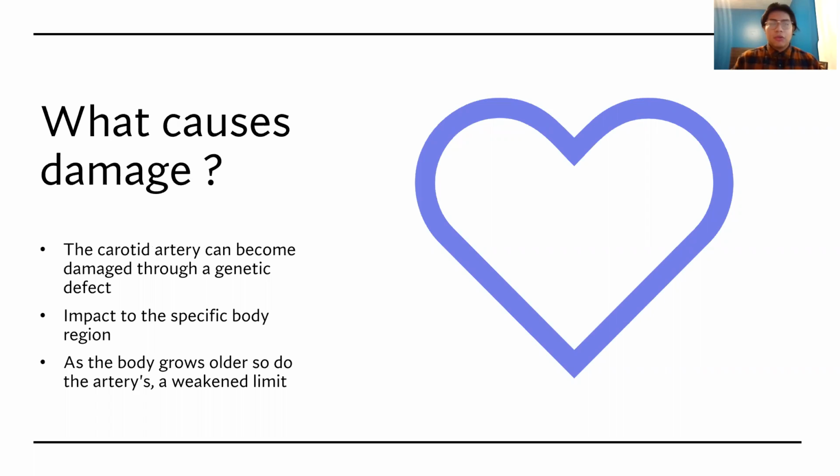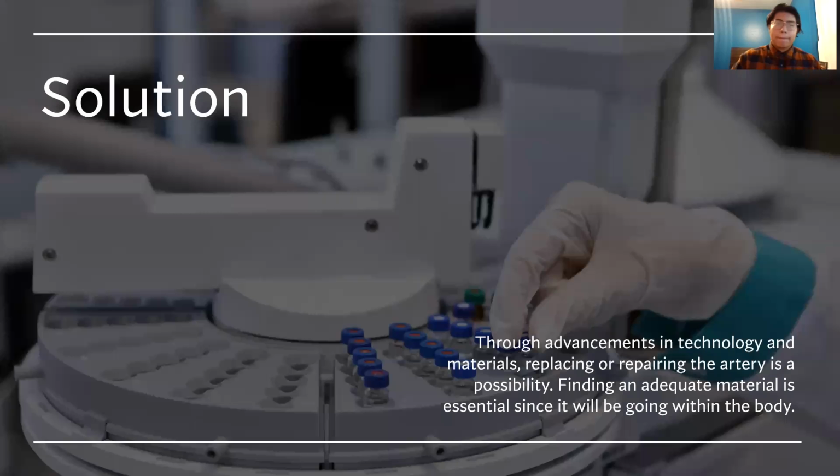Also, as the body grows older, the artery also grows with the body, of course, but it also becomes weakened through time. And that's something that's similar to genetics, not really controlled. With age, the body grows older and weaker, and so does the artery.